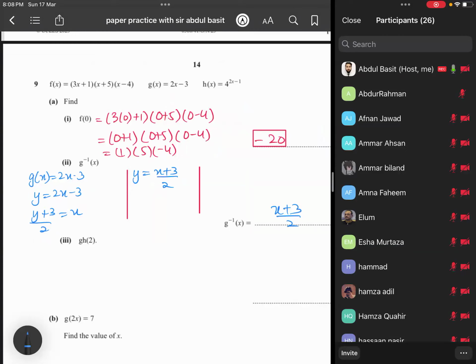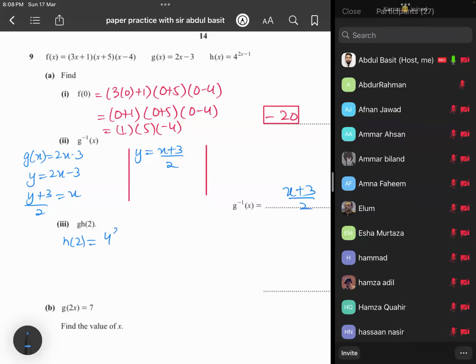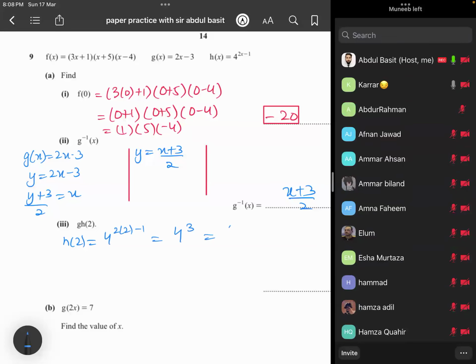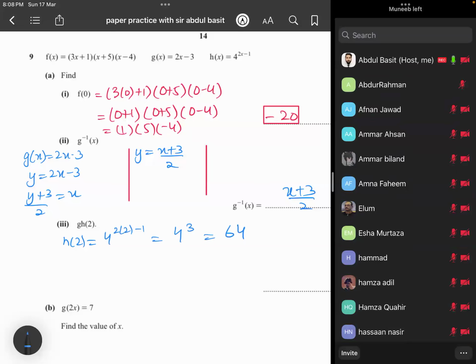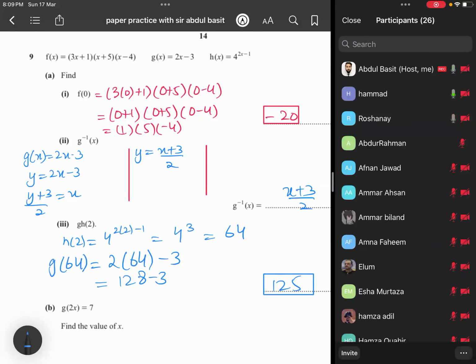Now they said find g(h(2)). Find h(2) first. h(2) is 4 to the power 2 times 2 minus 1. 2 2s are 4. 4 minus 1 is 3. 4 cubed is 64. So g(64) now. So g(64) would be 2 times 64 minus 3. 128 minus 3 is 125. Understood everybody or not?